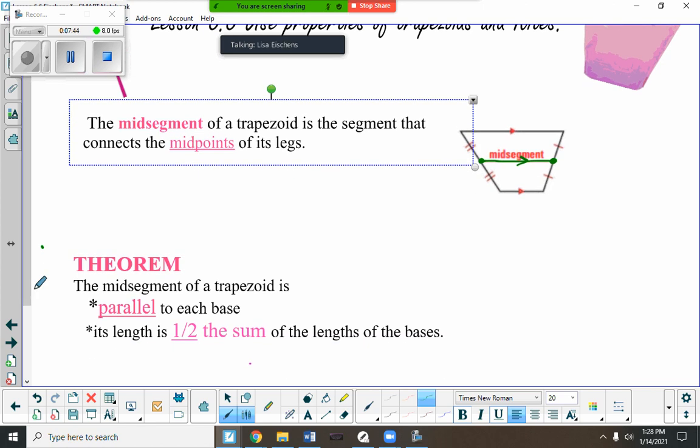And it is half of the sum of the lengths of the bases. So here's the thing. Let's say this is 4 and this is 8. So what you do is you take the sum of the bases, so you take 8 plus 4, add those together, and you divide it by 2. So that's 12 over 2, and you get 6. That is the length of the midsegment.